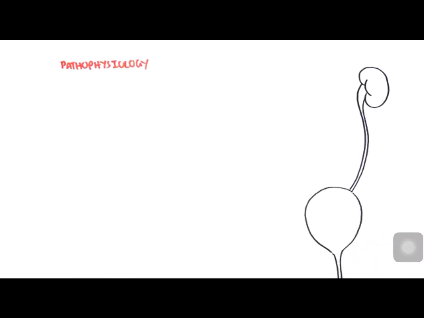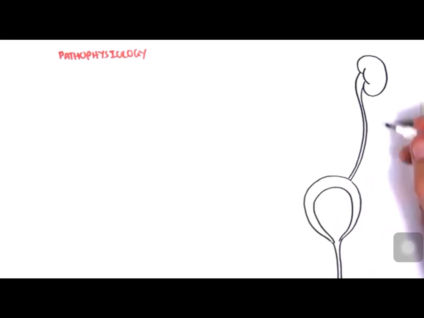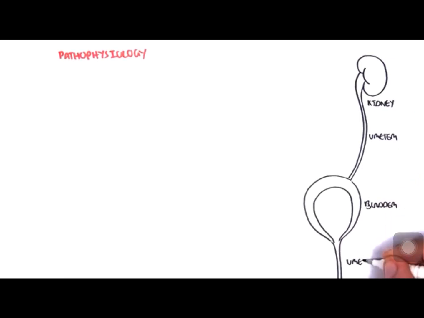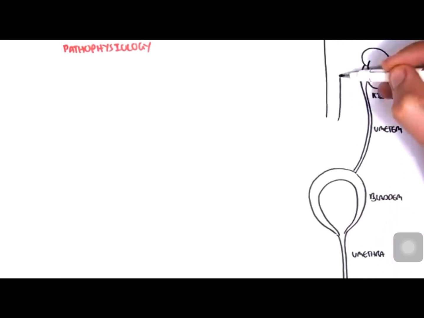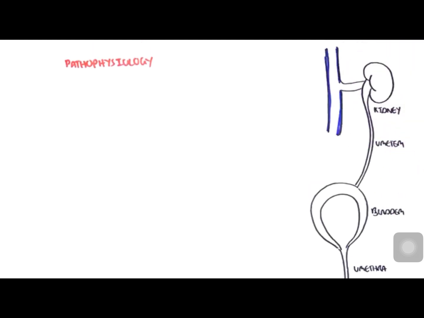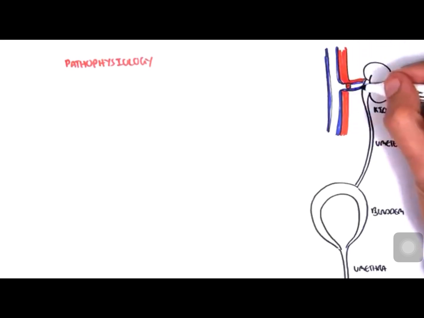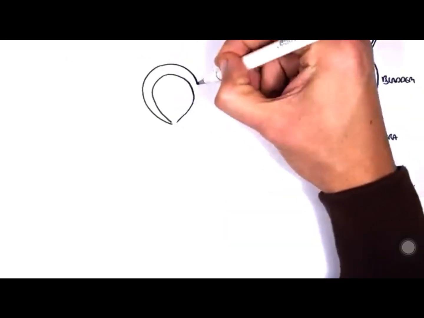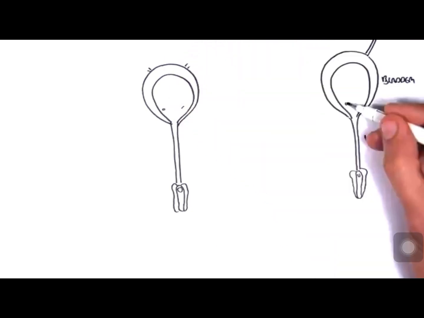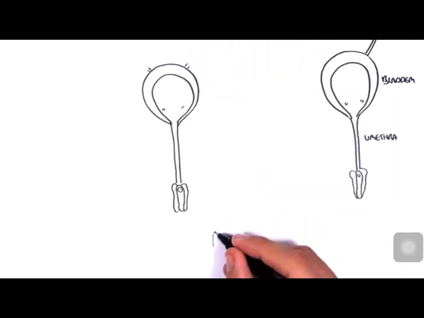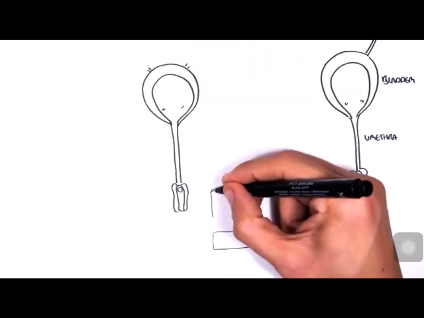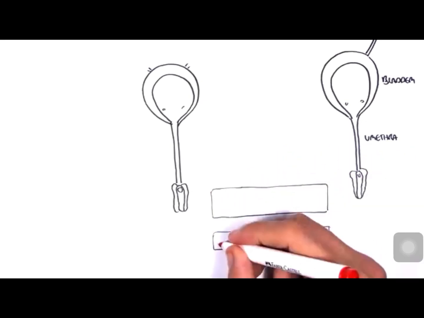Here again is the kidney, the ureter, the bladder, the urethra. Here we have the inferior vena cava, and the renal vein comes from the kidney and enters the inferior vena cava. Behind the inferior vena cava, we have the descending aorta, which will supply the kidneys with the branching renal artery. So what initially happens, one, is contamination.